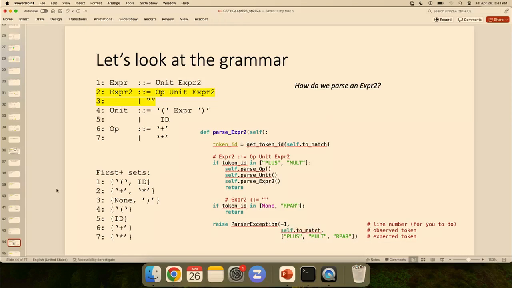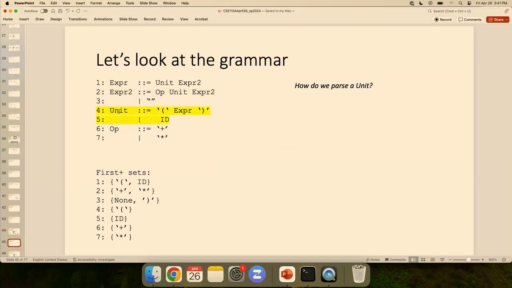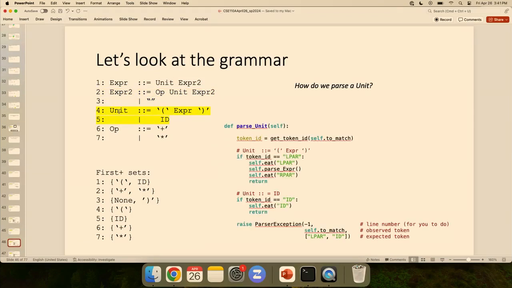Okay. Let's look a bit more. If we want to parse a unit, well, how do we parse a unit? Well, we have options. If we pick rule number 4, we need to go to our first plus set. So if we are matching a left parenthesis, then what we do is we need to, what I call, eat the left parenthesis. We're going to eat that left parenthesis, and then we have to parse an expression, and then I'm going to say eat the right parenthesis.